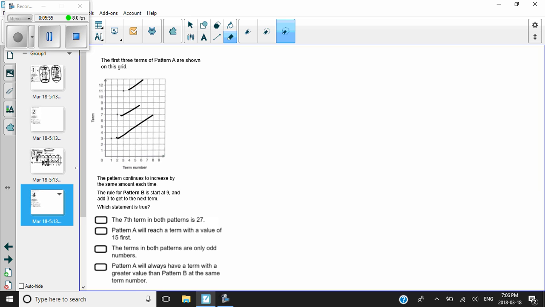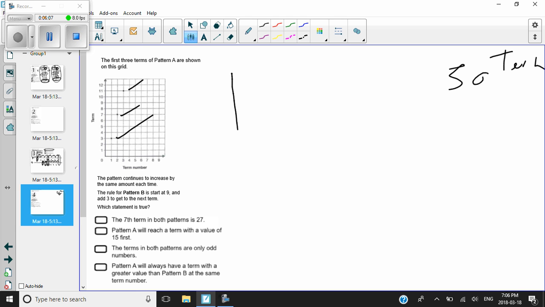So say I'm still looking for the 50th term. Okay, so let's check our rule. Let's do our T-chart quickly again. We know this is pattern B we're working on. We know at the first term, it's at 9. The second term it's plus 3: 9, 10, 11, 12. Sorry, hard to read, I apologize. The third term is 12, 13, 14, 15.